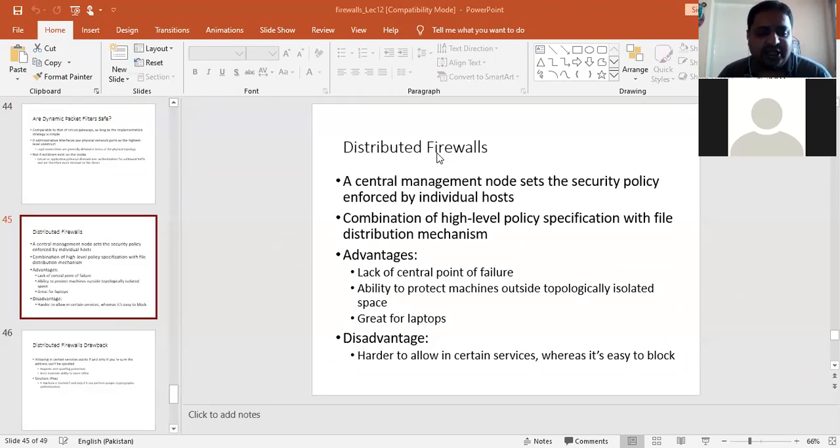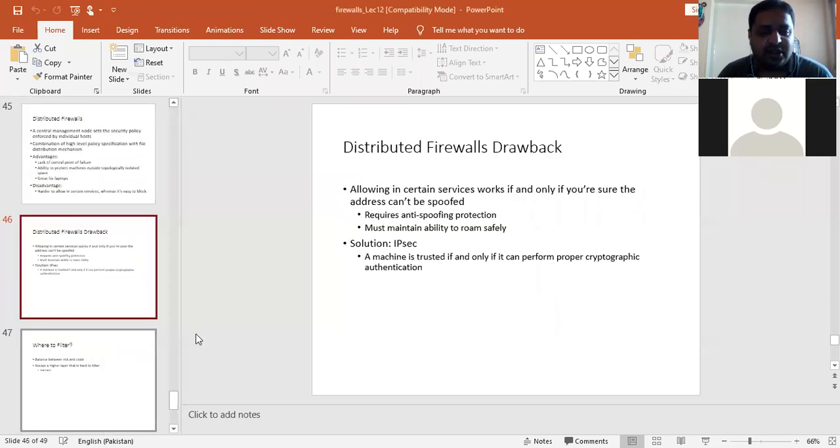So that's why we say that we have different advantages of using a distributed firewall, and also some disadvantages as well. So we have advantages, and we also have disadvantages, as we are discussing: there's a greater possibility for an attacker to select a particular firewall to send the data.